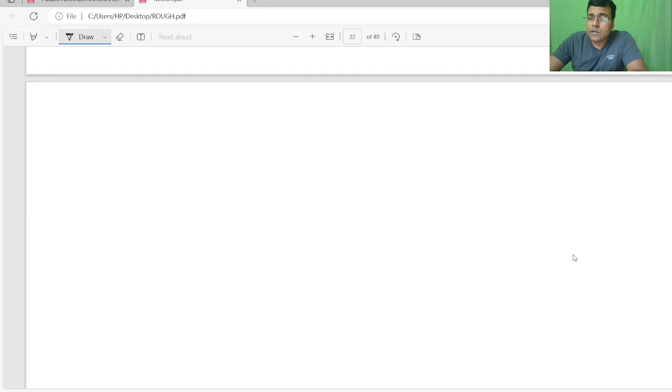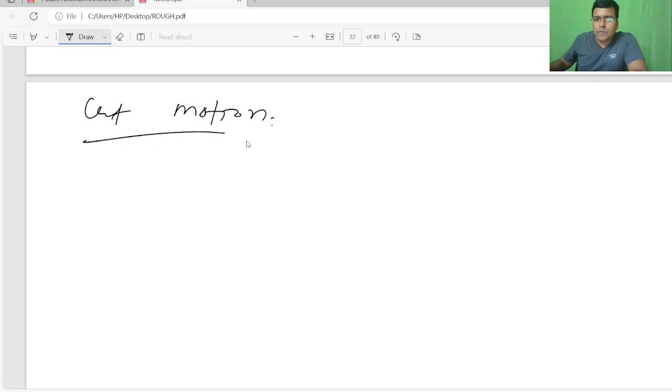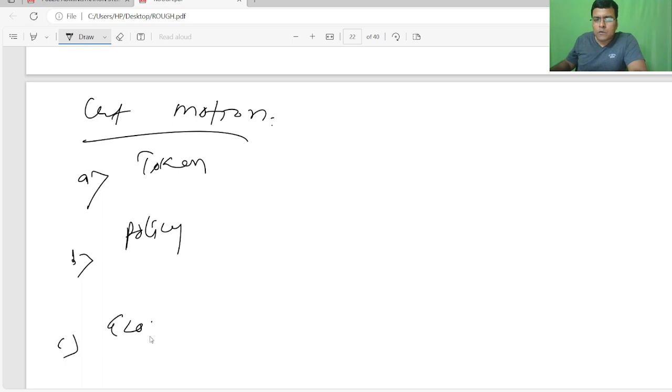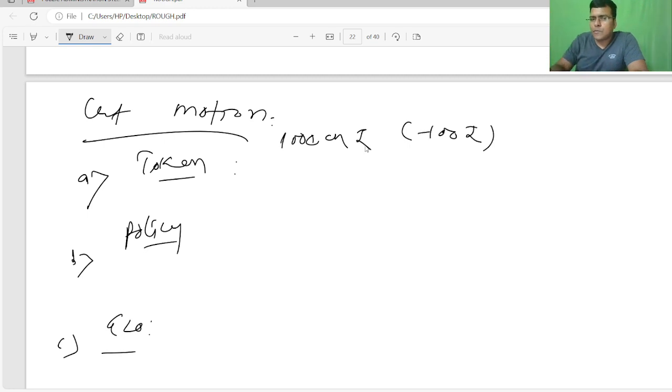And while discussing the budget in parliament, there is a cut motion. And there are three types of cut. This is again for prelims. Token cut, policy cut, economic cut. Token cut means a token amount, 100 rupees, is deducted from the sanctioned amount. For example, 1000 crore is sanctioned, minus 100 rupees is deducted.